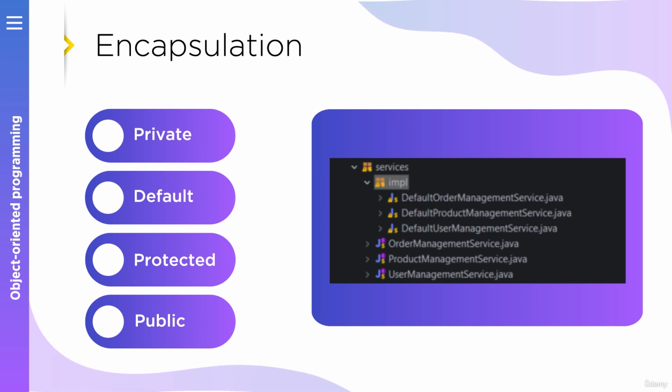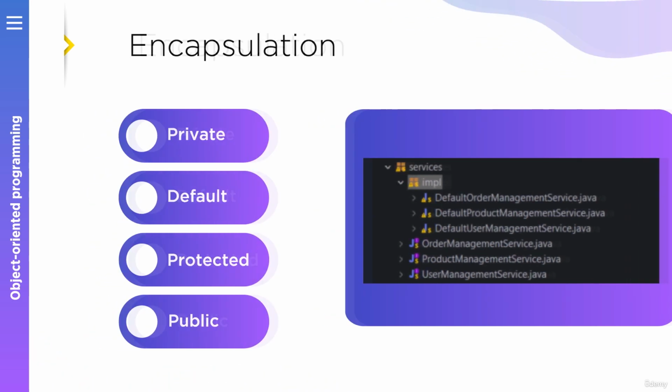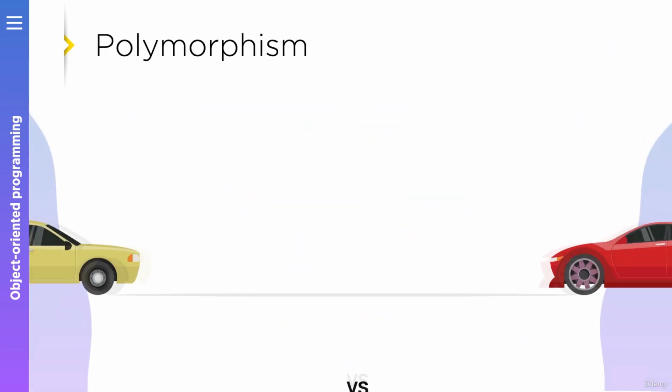To keep focus on the basic OOP principles in this lesson, we'll discuss only theory. In the next lessons, we'll make a deep dive into the practice part, including access modifiers. I believe now it is clear what the encapsulation principle means. The next principle is polymorphism.